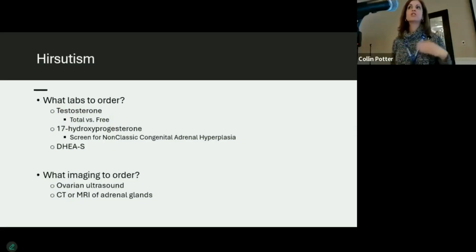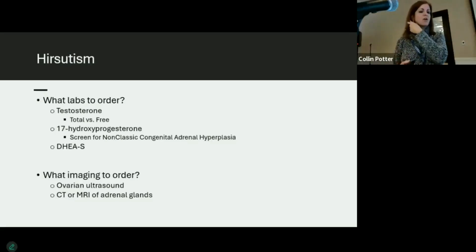And then imaging would depend on the labs. You're not just going to get an ovarian ultrasound, CT or MRI of the adrenal glands in everybody, right? If you were suspecting PCOS, an ovarian ultrasound, or if you were suspecting testosterone is high and the patient had a more severe presentation of hirsutism, then you would be getting an ovarian ultrasound thinking of a tumor.